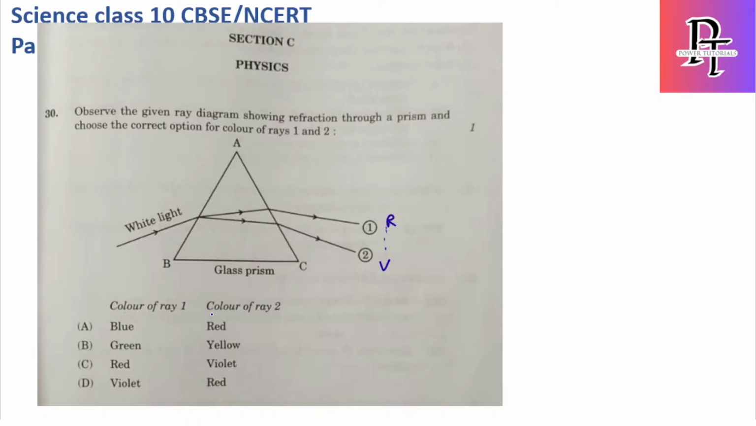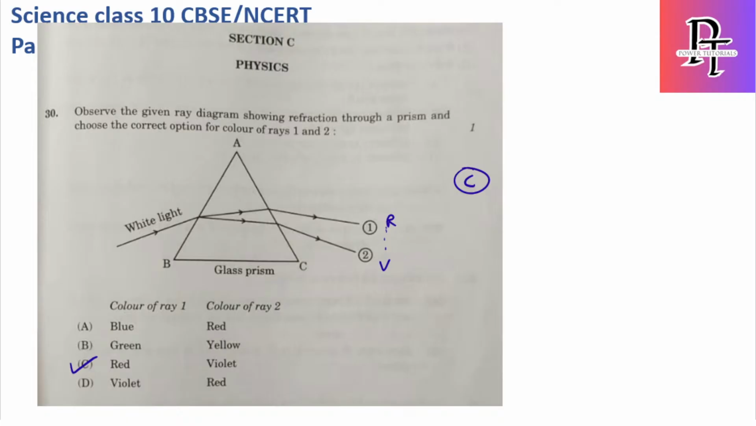So the answer should be: one is red and second is violet. So C is the right answer. Red deviates less because its speed is high, whereas violet deviates more because its speed is low. Speed is low for violet, speed is high for red.